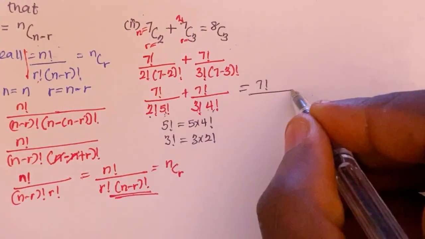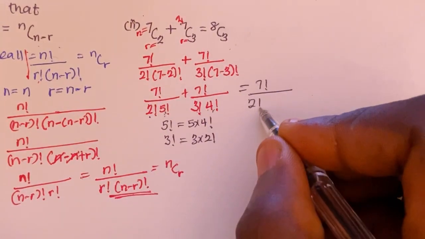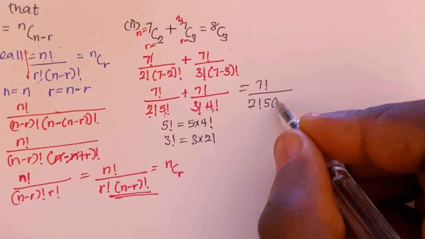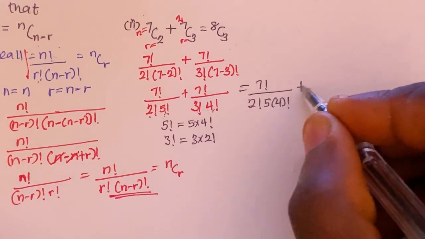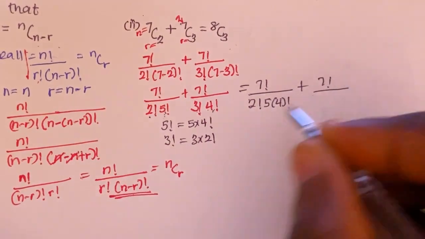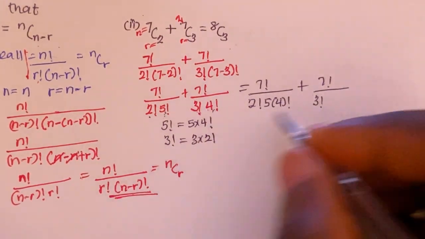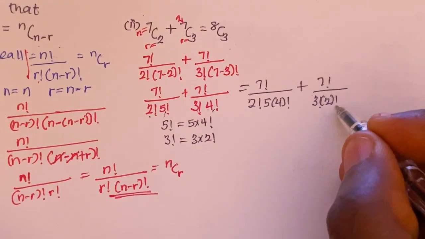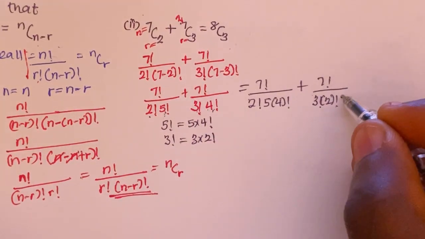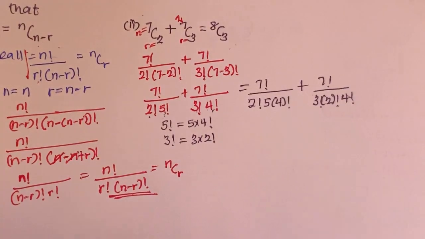Then I'm going to add 7 factorial divided by 2 factorial. 5 factorial is 5 into brackets 4 factorial. Then plus 7 factorial divided by 3 factorial, sorry, that's actually 3 into bracket 2 factorial rather. Since my 3 factorial is set as this, then I'm having 4 factorial. So now what's the common factor here?